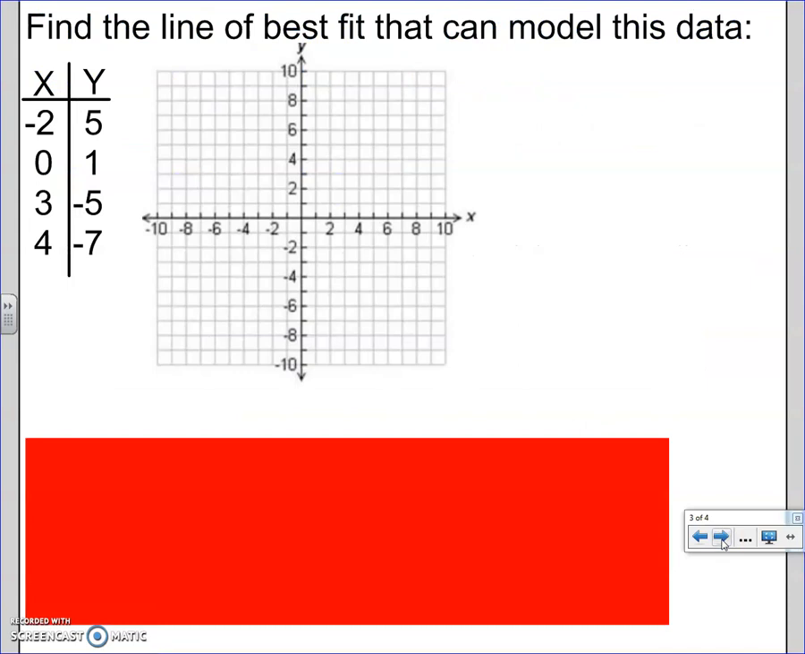So here's this: find the line of best fit that can model this data. Here are some points. I was given a table, so I'm going to plot it. Negative 2, 5: from 0, go left 2, up 5. Here's negative 2, 5. 0, 1 is right here. 3, negative 5: right 3, down 5. And 4, negative 7. So these points have a negative correlation because they're going down.